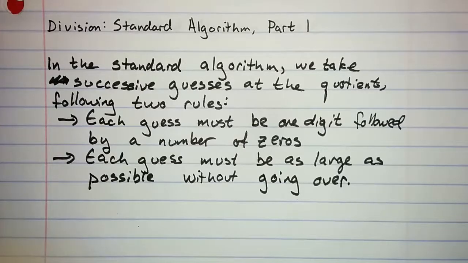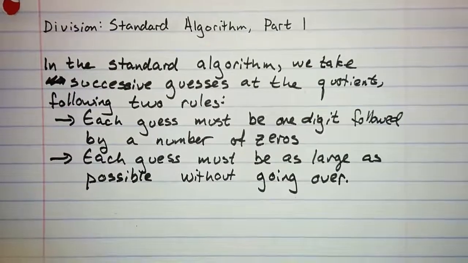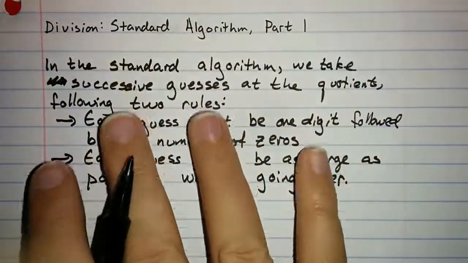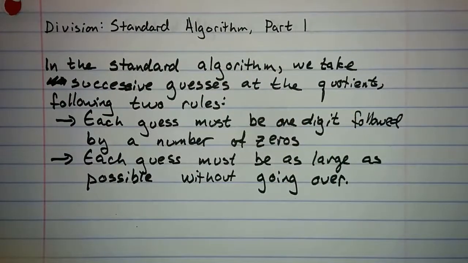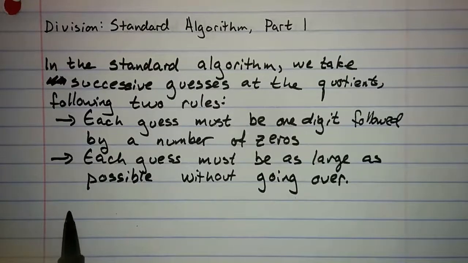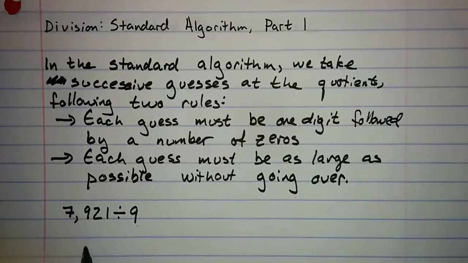Right, and we'll think about how to accomplish that. But the short version is we just check all of the possibilities. So I'm going to use this guessing method, but not quite the standard algorithm, to solve a problem. And then I'm going to show you how we write out the standard algorithm. Let's say we want to work out 7,921 divided by 9. So again, we're going to start with a division bracket.